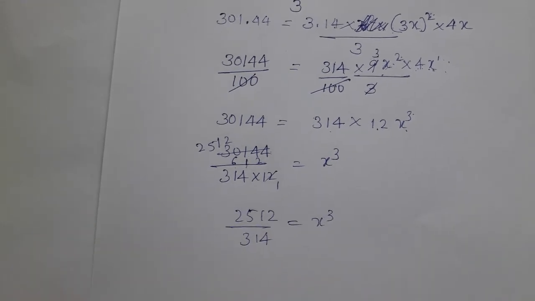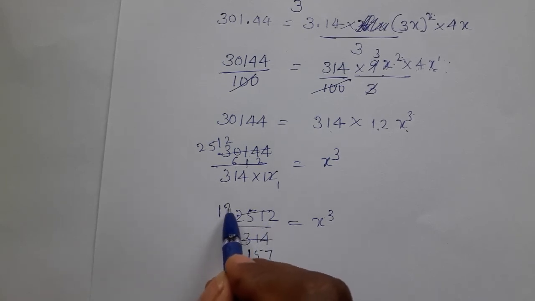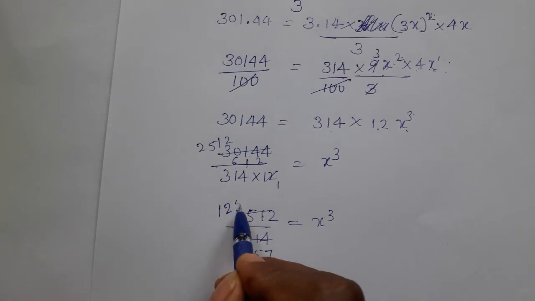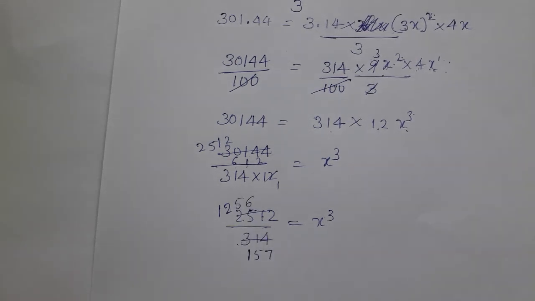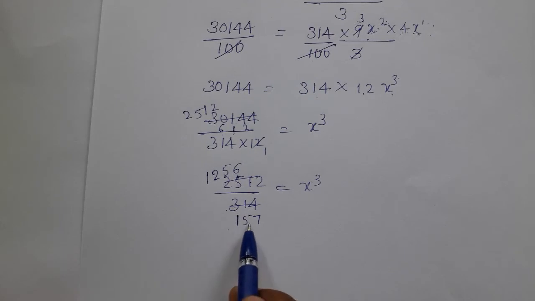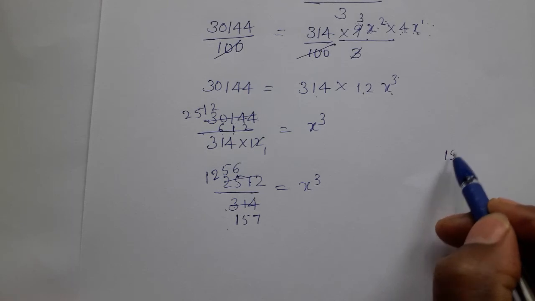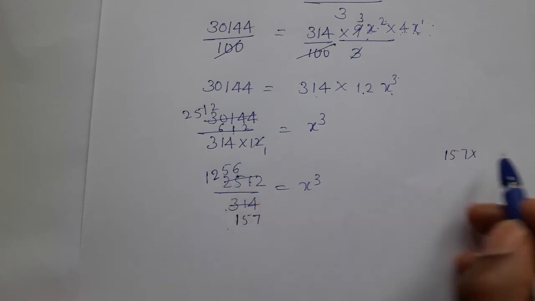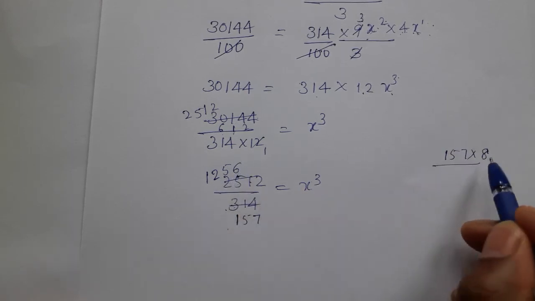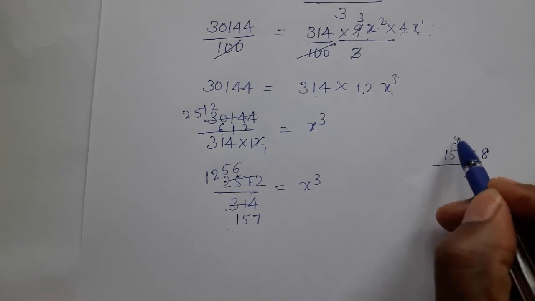So 3 table or 4 table, anyone you can choose, but 2 table only we will take. 2 ones are 2, 2 fives are 10, 2 sevens are 14. Here 2 ones are 2, 2 twos are 4, again 2 fives are 10, 2 sixes are 12. Now we'll choose 157 and 256. 157, how many times 256? We'll check 8 times. 8 sevens are 56, 5 carry.